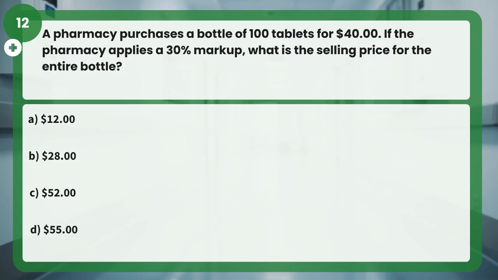Question 12. A pharmacy purchases a bottle of 100 tablets for $40. If the pharmacy applies a 30% markup, what is the selling price for the entire bottle? A. $12. B. $28. C. $52. D. $55.